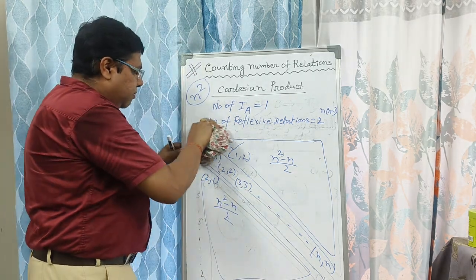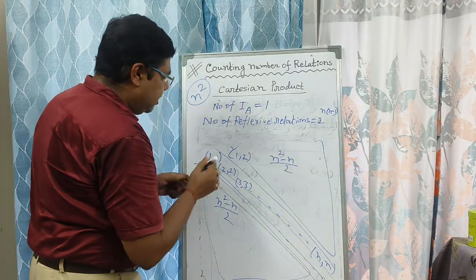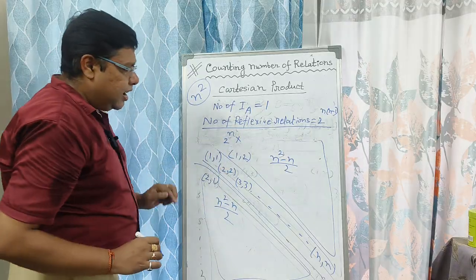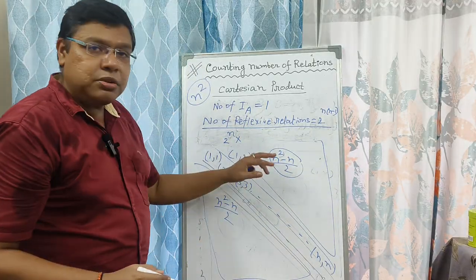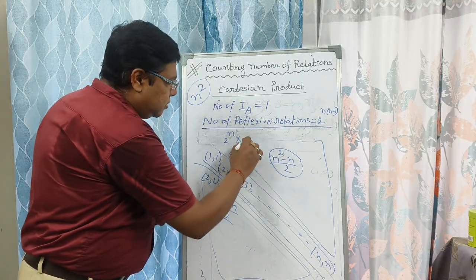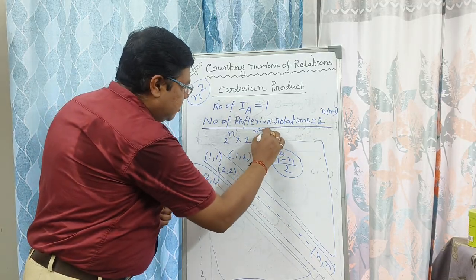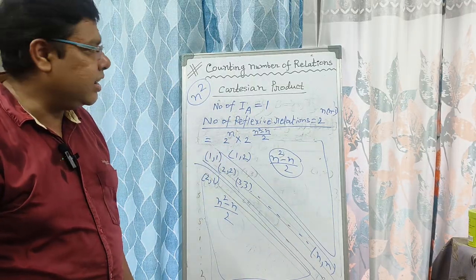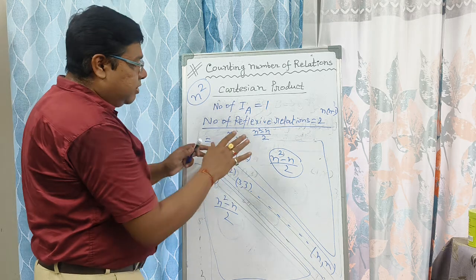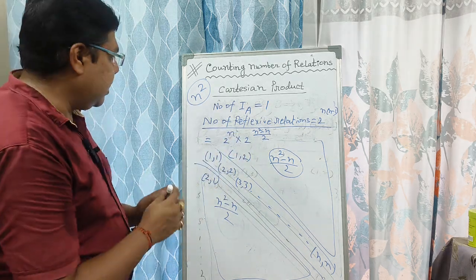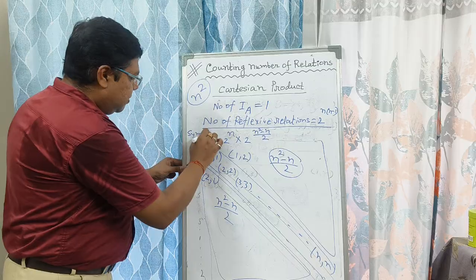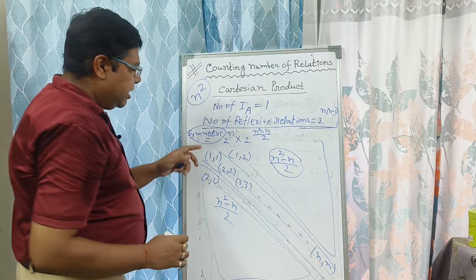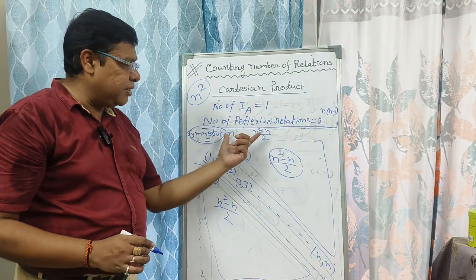Just a second. For the diagonal elements, the count is 2 to the power n. And here also this has two options again, so 2 raised to the power n square minus n by 2. Clear? So this is happening for the number of symmetric relations, sorry. Okay, I am doing this for symmetric relation, reflexive I have already written here. The number of symmetric relations is coming to be this.